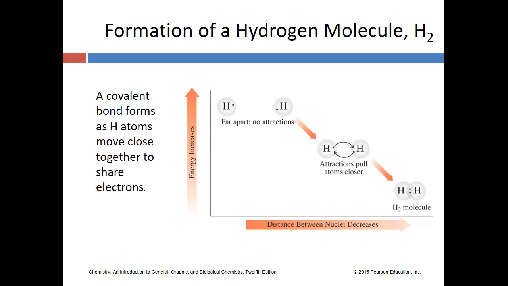Those attractions that occur as we get those two hydrogen atoms closer together, the nucleus of one atom starts to attract the electrons of another, and vice versa. And so eventually that attraction between nucleus and outer electrons of a different atom draws those atoms close enough together that they eventually can form a bond. When they form that bond, they release the extra energy that they are carrying to keep that electron separate, and we get a more stable molecule as a result.